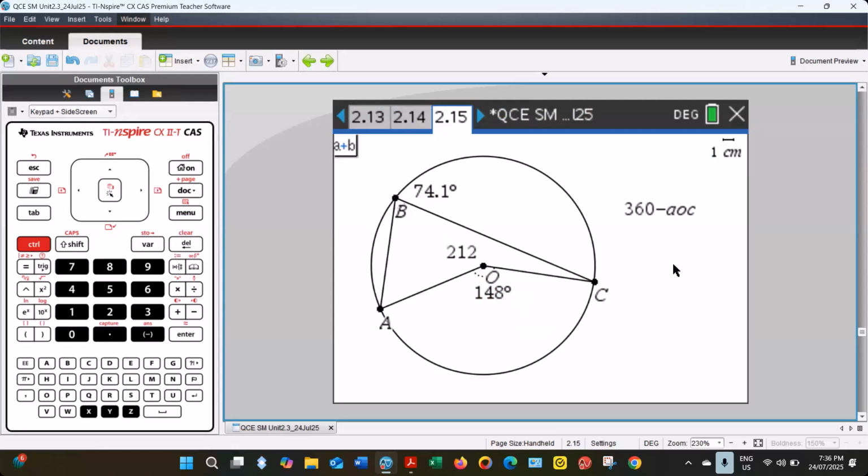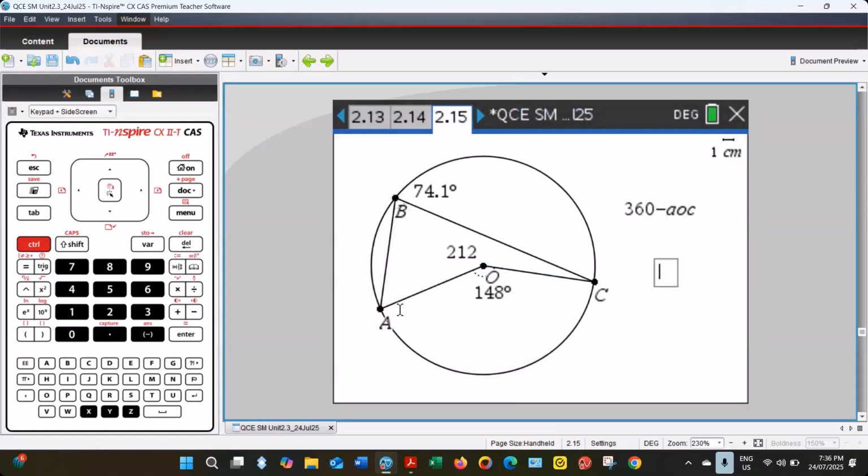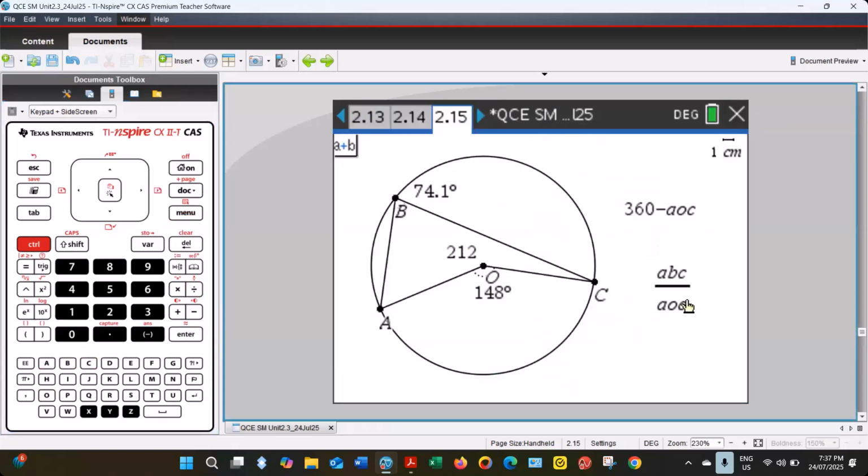I could also calculate other things. So for example, if I wanted to know the ratio of ABC to AOC, I could put that in as well. So I could do a text box, and I'll do angle ABC divided by AOC, then go back and get the action, calculate, click the expression. I'm prompted, what's ABC? ABC is this one, and AOC is this one. So it's half the size.